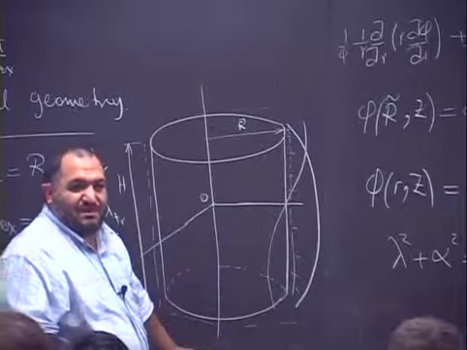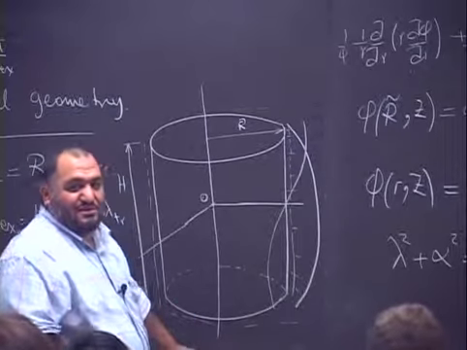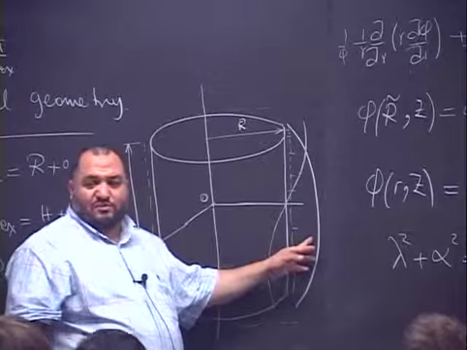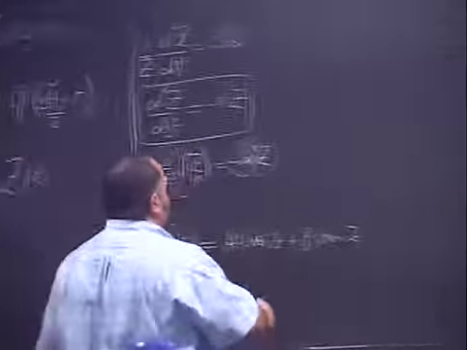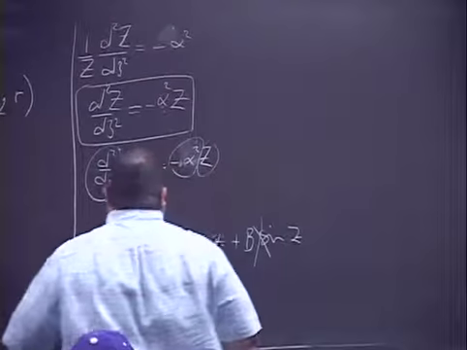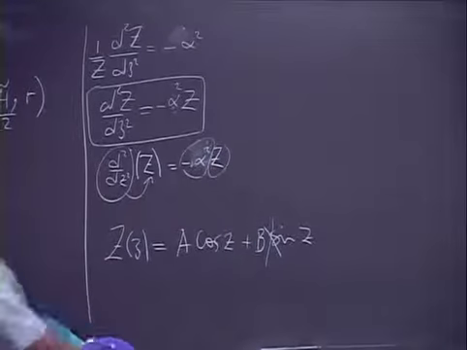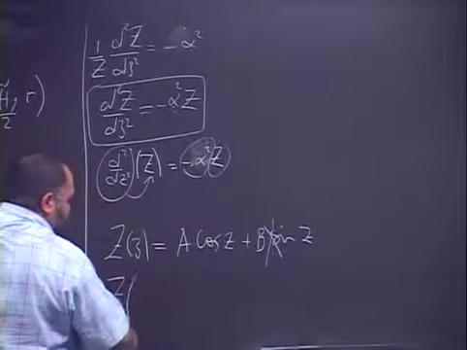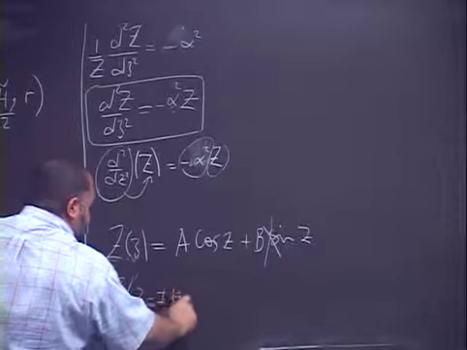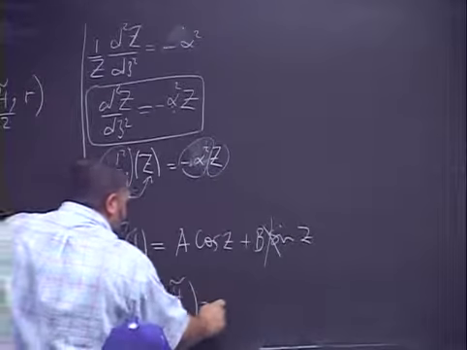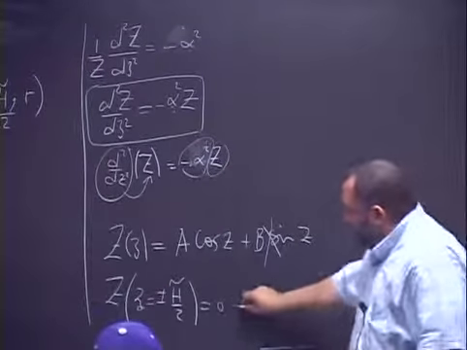Does it mean anything? Mathematically, no. There is no meaning for a negative flux. So the only function that will work for us will be what? Cosine. And this is why I picked the cosine. And again, you will solve this and you will substitute the boundary condition. What is the boundary condition? Z at z small equal to plus or minus h tilde over 2 equal to what? 0. Yes? And this will lead to what?